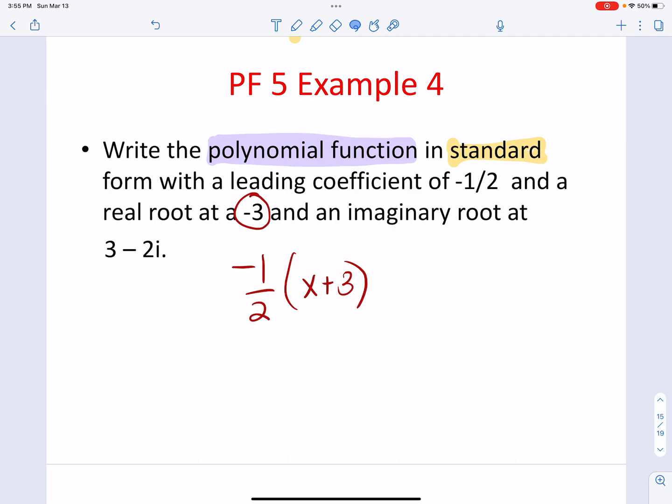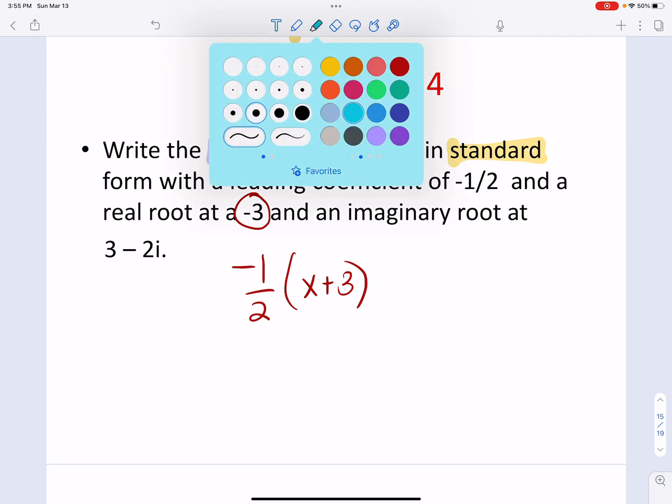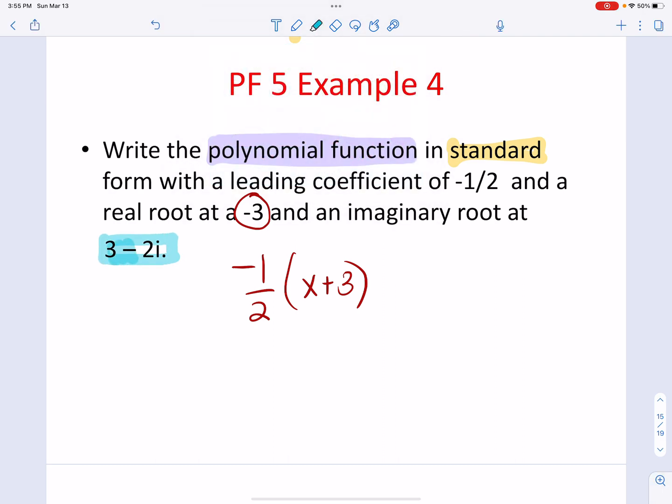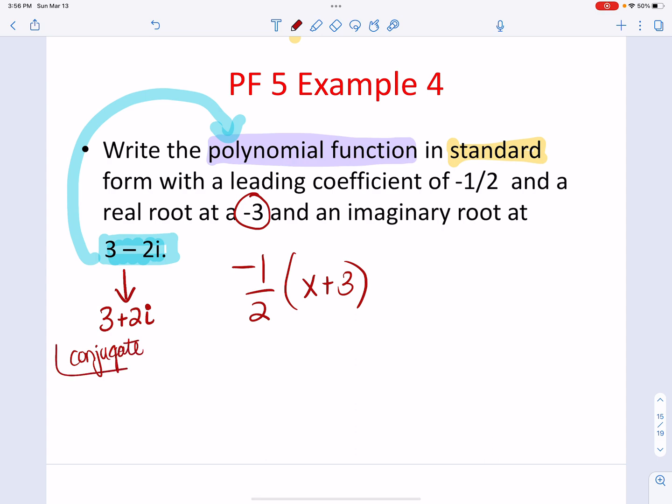Here is what we really need to talk about. If it is a polynomial function, then it can't have imaginary numbers in it when you multiply it out. It can have imaginary roots, but they should all change into real numbers. If I know one of my roots is 3 minus 2i, then I know the other root is 3 plus 2i, right? This was called the conjugate. So this is coming back, conjugate.